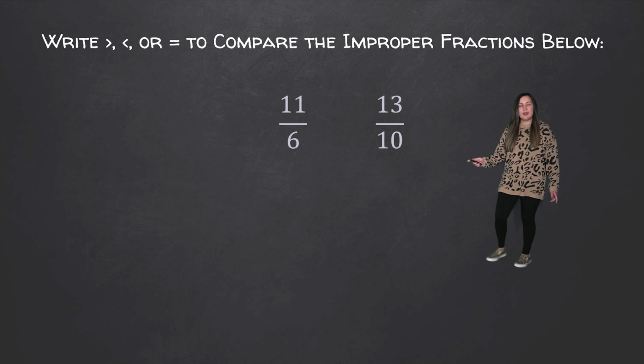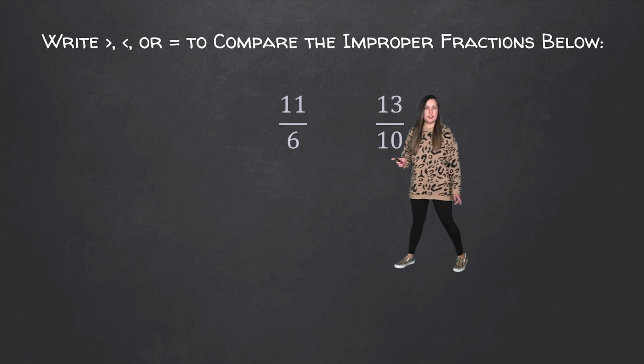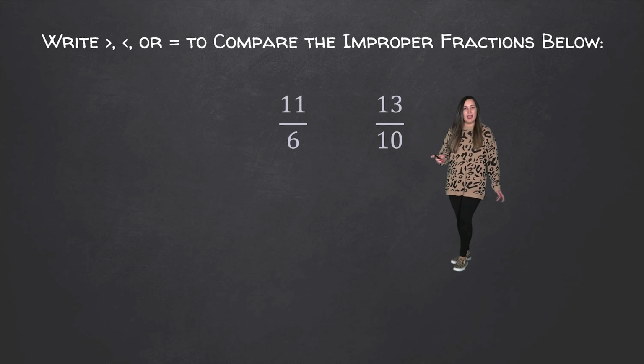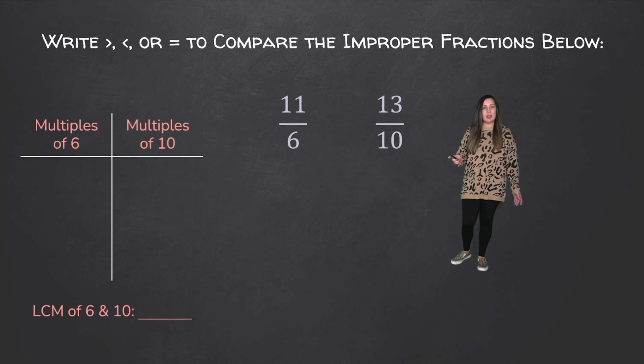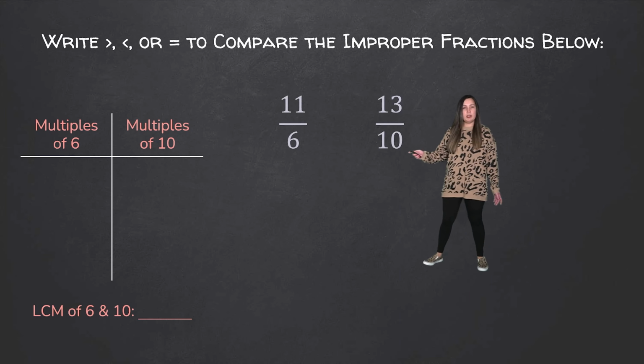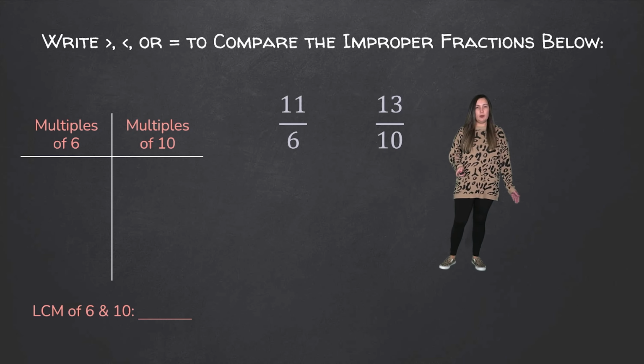Okay, so here we have another example. So we have 11 over 6 and 13 over 10. And again, our denominators are not the same, so we have to find the least common multiple between our denominators, which are 6 and 10, in order to find an equivalent fraction, making it easier to compare.